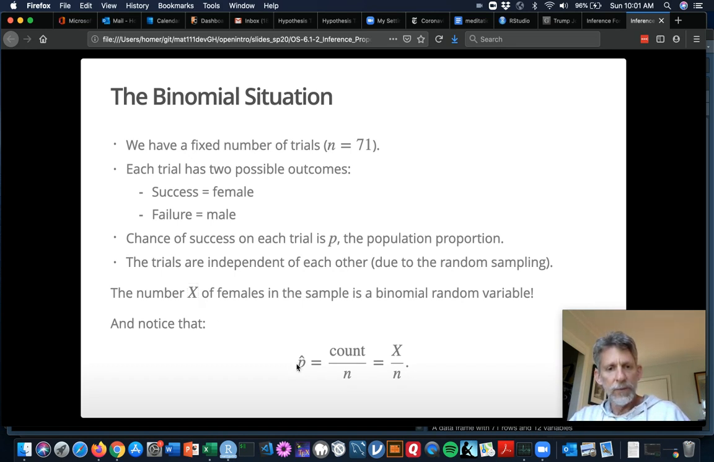And the sample proportion p hat is that count divided by n. So really, the sample proportion is very closely related to a binomial random variable. All that probability that we know about binomial random variables must somehow apply, and that's what the Clopper-Pearson method basically handles for us.